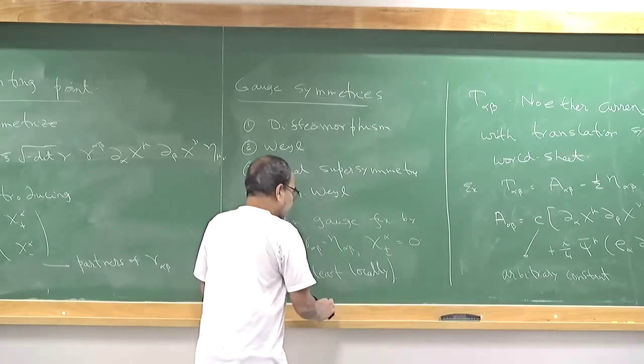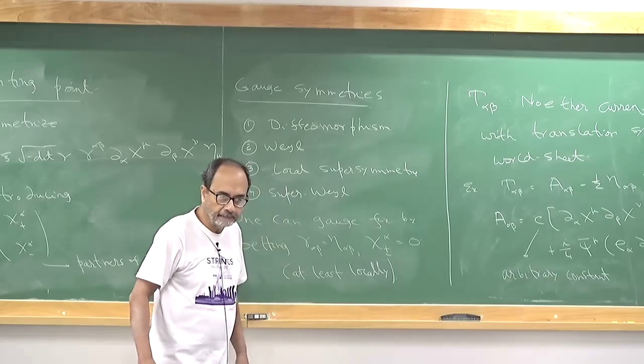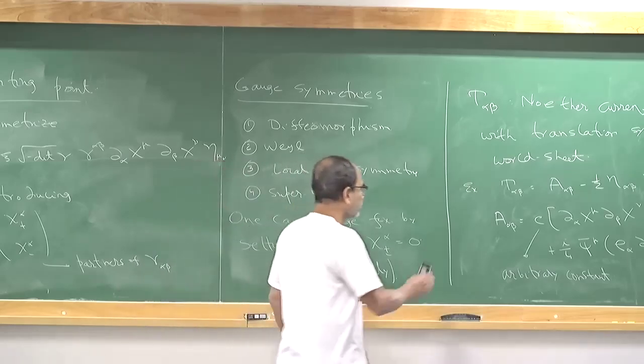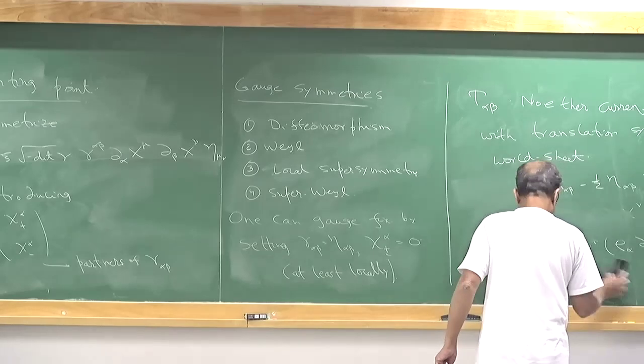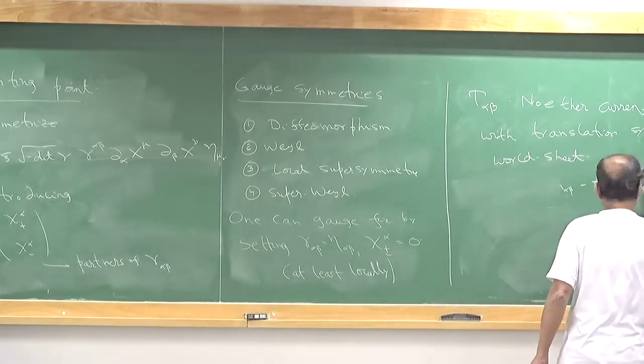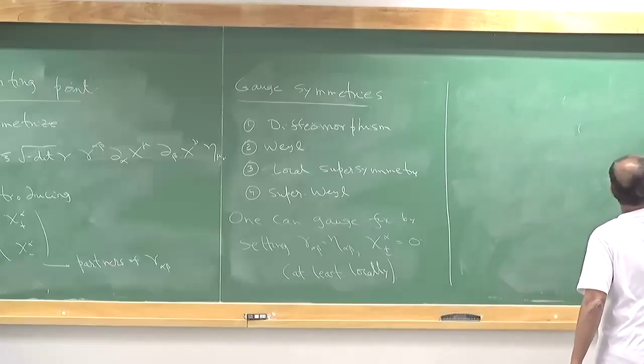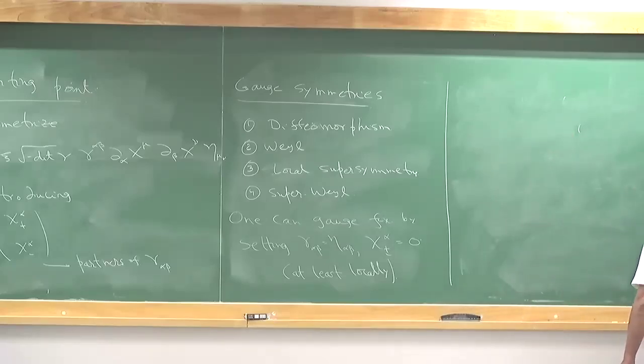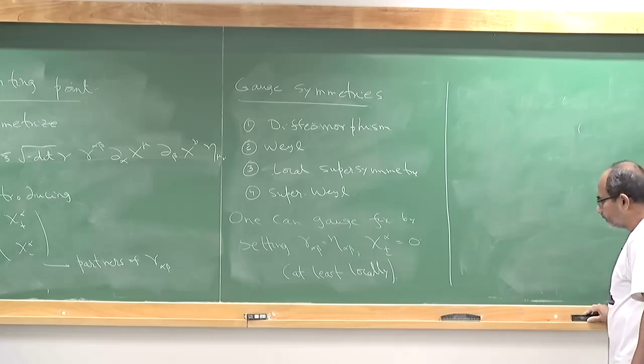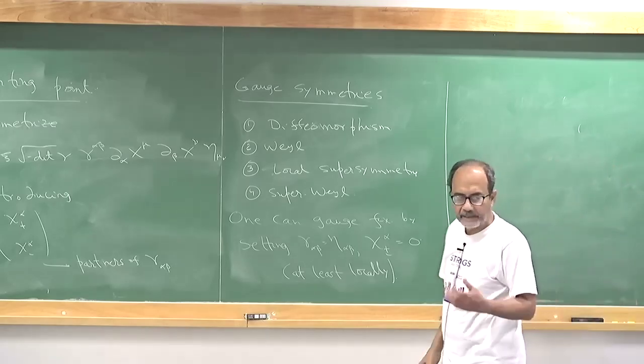Okay. And this is the gauge fixed action that I wrote. Where we don't even have some theory that has global supersymmetry. No, because global supersymmetry will automatically imply local supersymmetry.